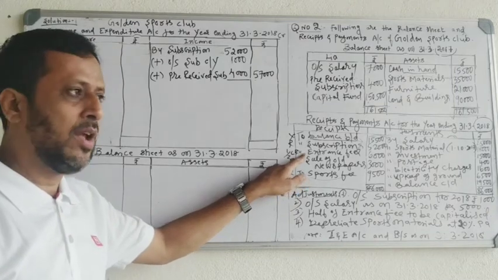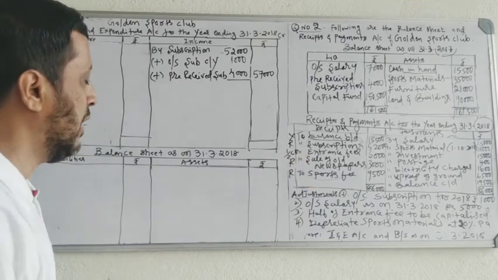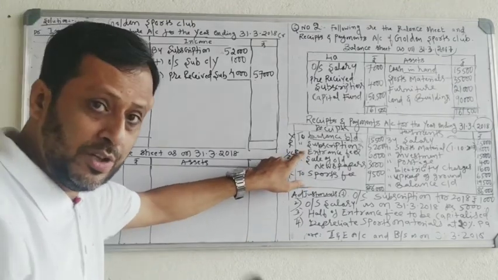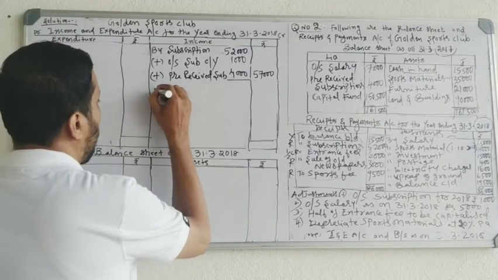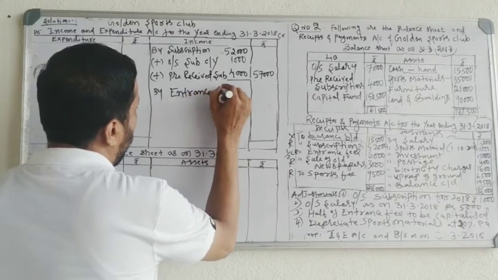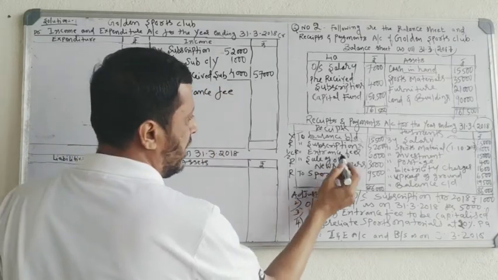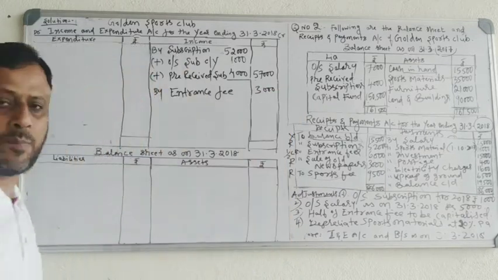Entrance fee. Half entrance fee capital, half entrance fee revenue. Okay. So half entrance fee revenue receipt, you have to take in the receipt side, income and expenditure account. By entrance fee. See, entrance fee 6,000, half of this 3,000.